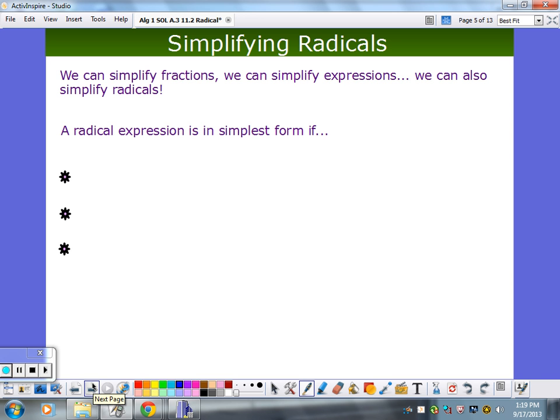So let's see where we are now. Okay, so we're kind of here in the middle of page 1. And we're learning how to simplify radicals. Just like fractions, right? We can simplify fractions. In fact, we have to. That's kind of the rule. If you have a fraction, you have to simplify it. Radicals, these square roots, cube roots, same way. If they can be simplified, you have to simplify them. And we have 3 rules that we're going to follow for simplification.